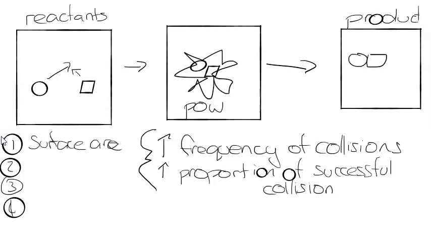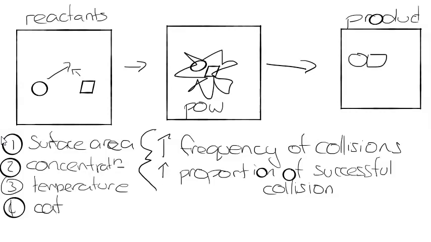Surface area, and you would have done this in year 11, so it's largely revision. The next one is concentration. Then temperature, and then adding a catalyst. We might have talked about catalysts last year, but this year it's actually going to be tested.